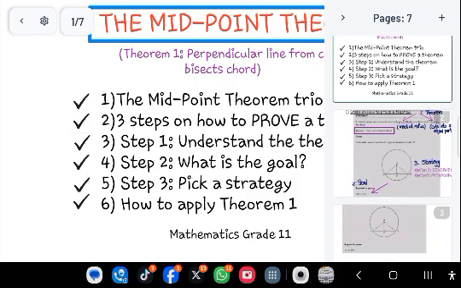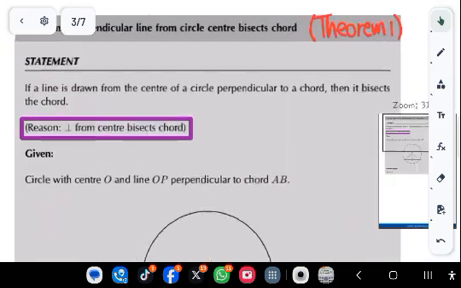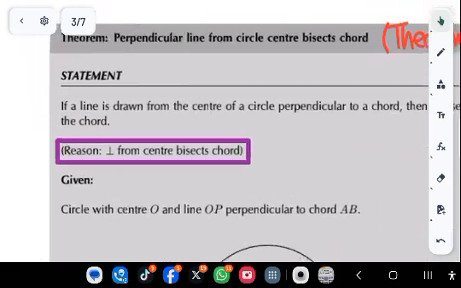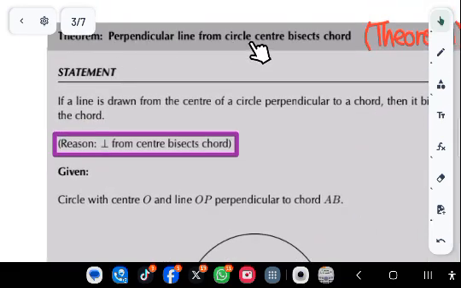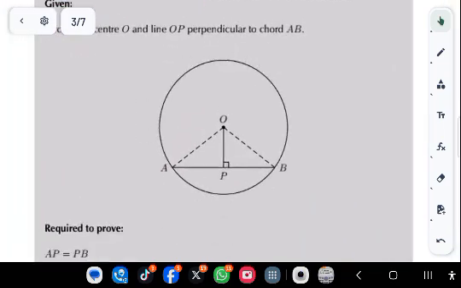First of all, let me take you through the trio. In this trio, we've got number 1. Theorem number 1 is the theorem that we're going to focus on in this video in particular. It goes: the perpendicular line from circle center bisects chord. That is number 1, and this is the picture that it looks like.